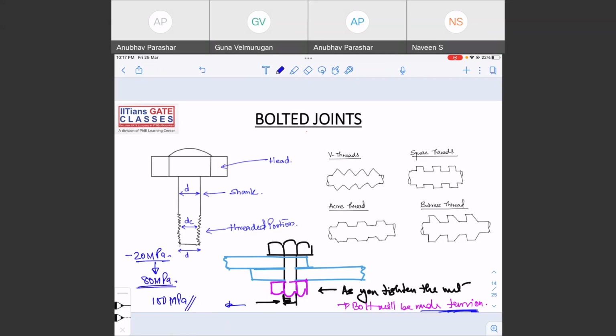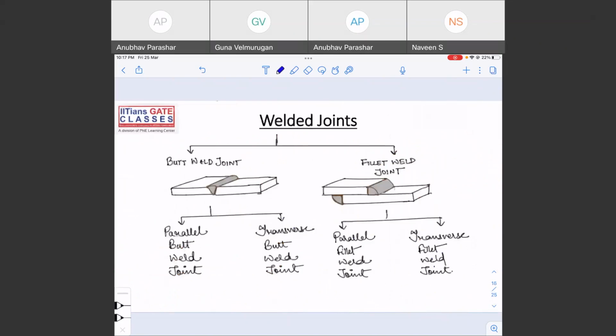Now, pre-tensed rivets are sometimes used to produce leak-proof joints. I will extend the rivets, then I will join it. So after joining it, what will happen? The rivets will actually try to come to their original position, which will result in very tight joints. Questions can come. I'm just trying to give you an idea.